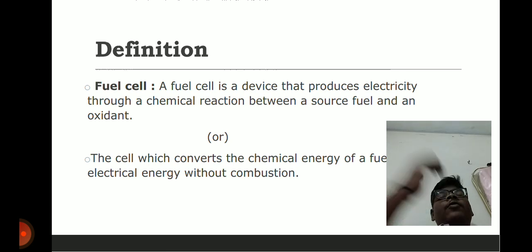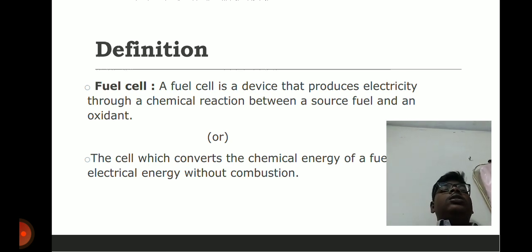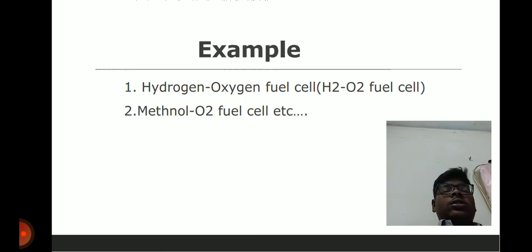Definition: fuel cell. What is the meaning of a fuel cell? A fuel cell is a device that produces electricity through a chemical reaction between a source fuel and an oxidant. Or we can simply say that it is a cell which converts chemical energy into electrical energy without combustion. There are several examples, like the hydrogen-oxygen fuel cell, H2-O2 fuel cell, methanol-O2 fuel cell, etc.